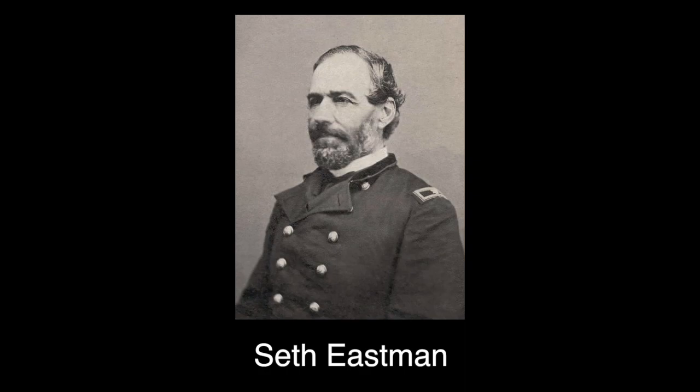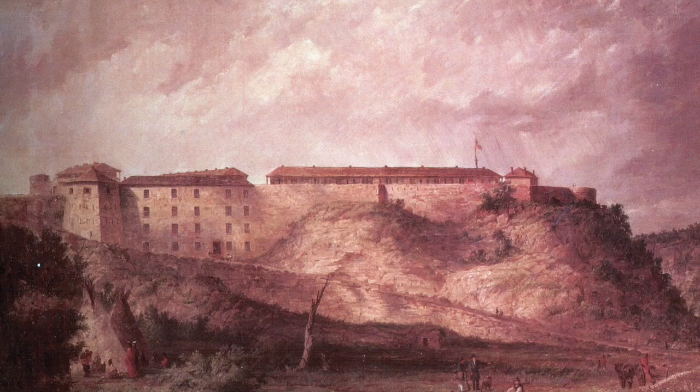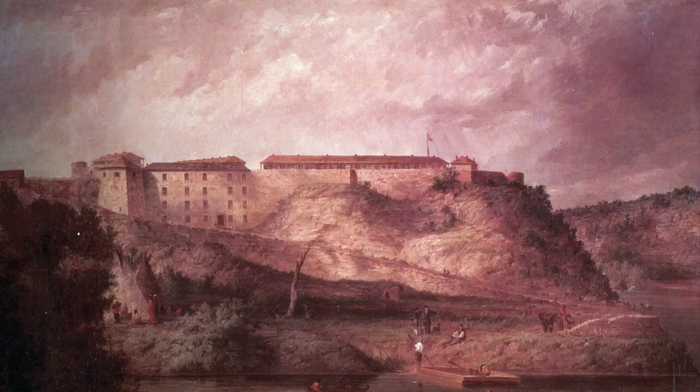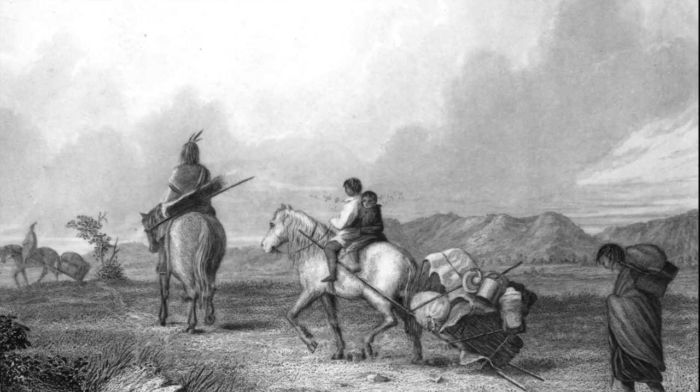Seth Eastman. Artist and military commander Seth Eastman studied sketching and topography at the West Point Military Academy. In 1830, he was assigned to Fort Snelling when he first began making sketches of the Minnesota frontier. Eastman returned to Minnesota in 1841 as a military commander at Fort Snelling and remained there until 1848.